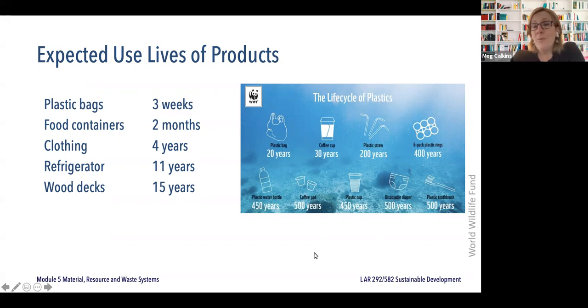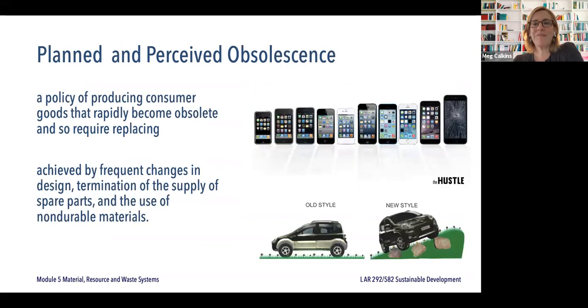So one of the things, of course, we're going to talk about is prolonging the use life of our products and materials. Unfortunately, our manufacturers and our product designers have some concepts to get us to use more of their products more often. There's two concepts: planned and perceived obsolescence. And basically, these are a policy of producing consumer goods that rapidly become obsolete, so you have to buy more. And this is achieved by changes in design, termination of the supply of spare parts, the use of non-durable materials. All of these things are either planned or perceived obsolescence.